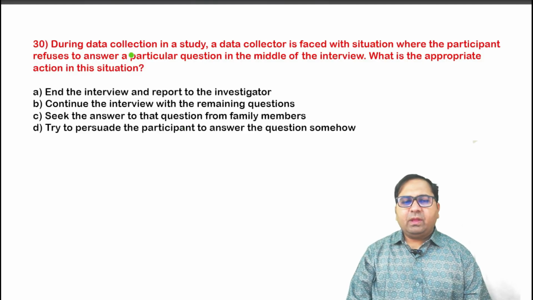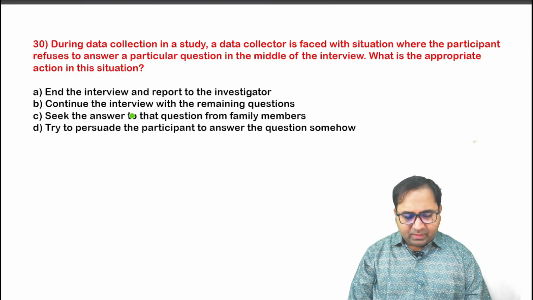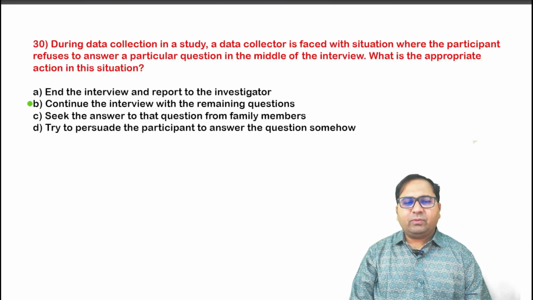Now next question. During data collection in a study, a data collector is faced with a situation where the participant refuses to answer a particular question in the middle of the interview. So then what is the appropriate action in this situation? The options they gave are: A, end the interview and report to the investigator; B, continue with the interview with the remaining questions; C, seek the answer to that question from the other family members; or D, try to persuade the participant to answer the question somehow. So among the options, the answer should be B, that is, you continue with the interview with the remaining questions. You leave that question and move forward.